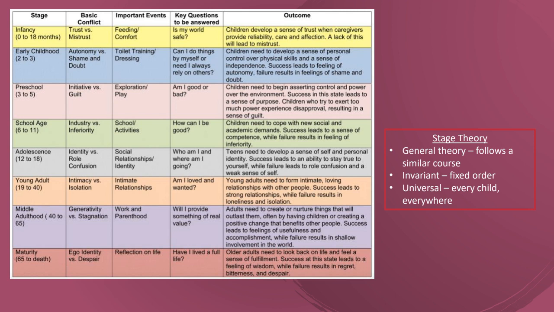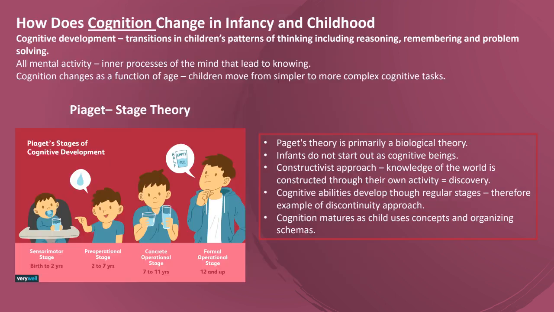So that's what Erikson did. He had the stages, and you need to read through them and understand them. And then we will look at them. So his theory, being a stage theory, means it follows a similar course. It's in a fixed order, and it can apply to every child everywhere. Okay, that's what this particular stage theory alludes to. So that's Erikson's psychosocial stages of development.